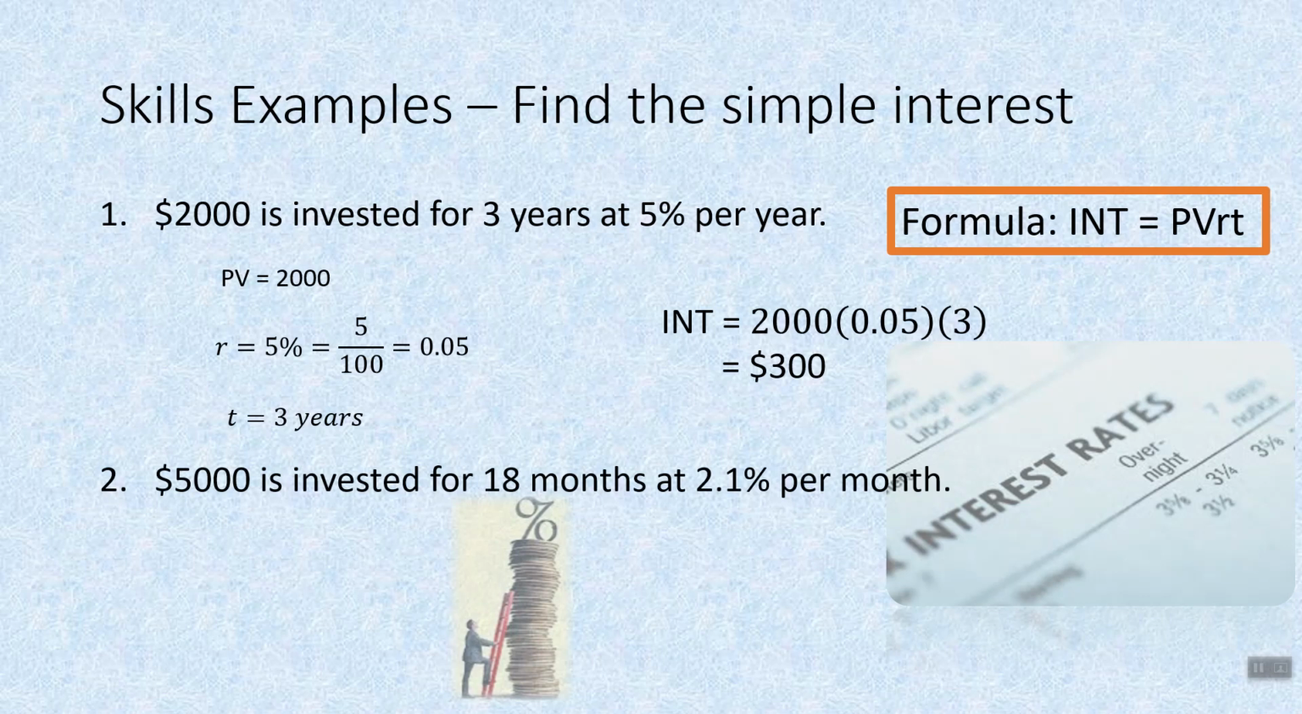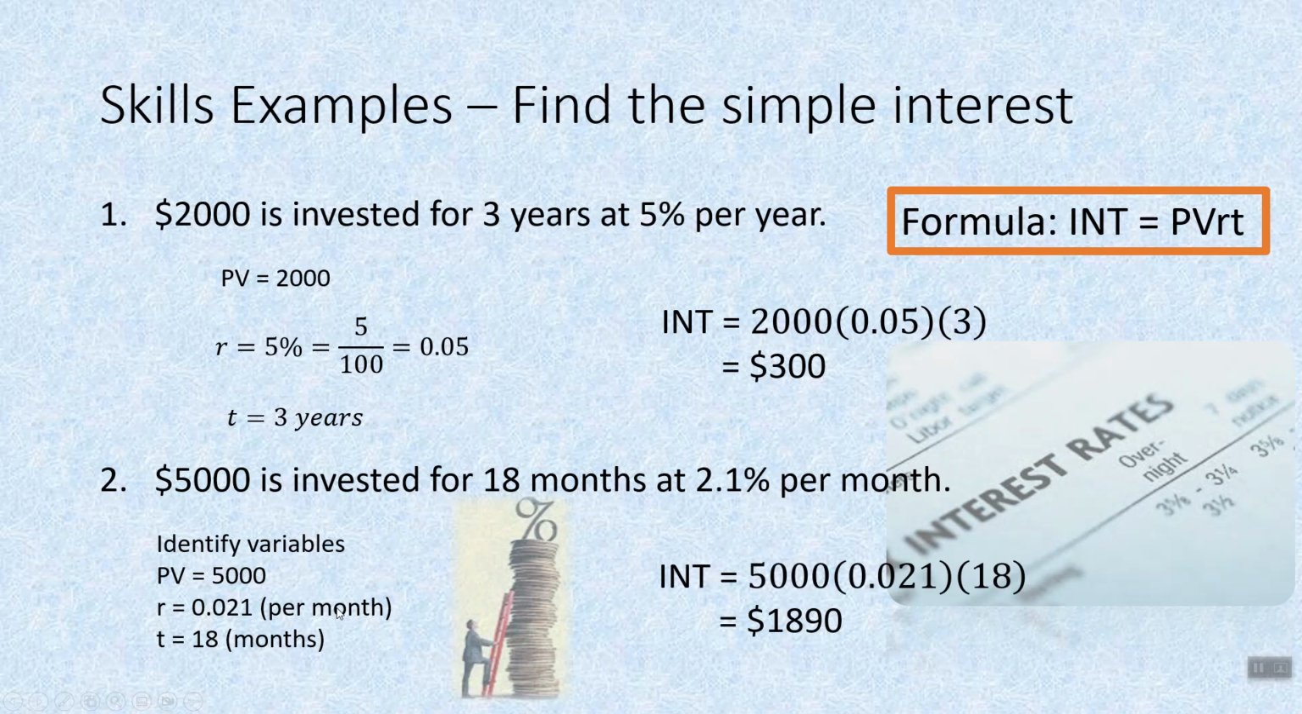Second problem. Now, $5,000 is invested for 18 months at 2.1% per month. First, we identify our variables. PV is 5,000. R is 0.021 per month, and T is 18 months. Now, up here we had years and per year. Here we have months and per month. And I chose to write it here, but as long as these match, everything's good to go. We'll just use our formula. 5,000 times 0.021 times 18 will give us $1,890 of interest.